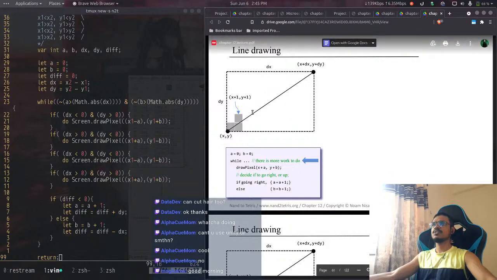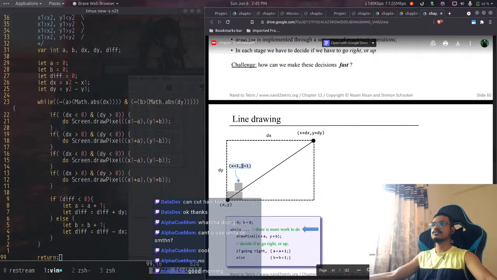What the heck? I mean, how can they say that this is y plus 1? How can this be y plus 1 when y is here? This should be y minus 1. What the hell? Are they nuts?